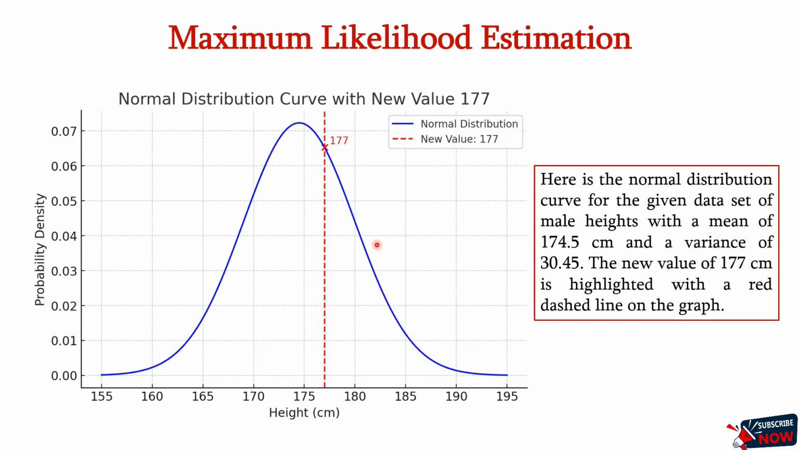Here is the normal distribution curve for the given data set of male heights with a mean of 174.5 cm and variance of 30.45. So this blue line is the normal distribution curve for this particular mean and variance. Now let us see whether this new value 177 is fitting to this distribution or not. So we have 177 here, which is represented in the red line. So it fits to the distribution. So the y-axis is 0.065 as we found. So thus this new value is fitting to this distribution.